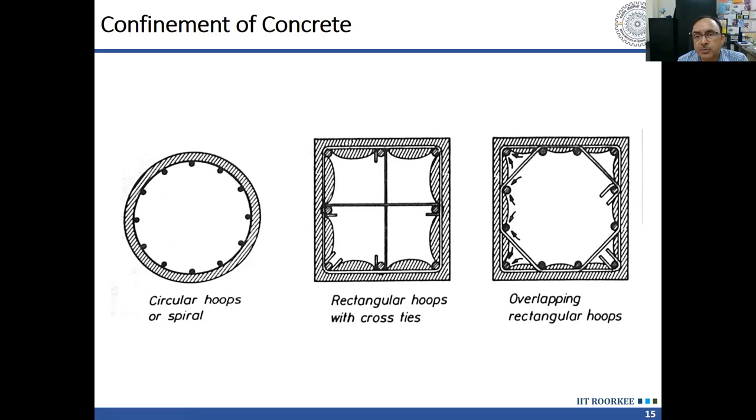So I should not provide large diameter, few longitudinal bars. Rather, I should provide several longitudinal bars, maybe of a smaller diameter. And then I should provide the arrangement of the ties and stirrups in such a way that maximum number of bars are restrained against movement in outward direction. Then the confinement will improve and the ductility of concrete is going to improve.